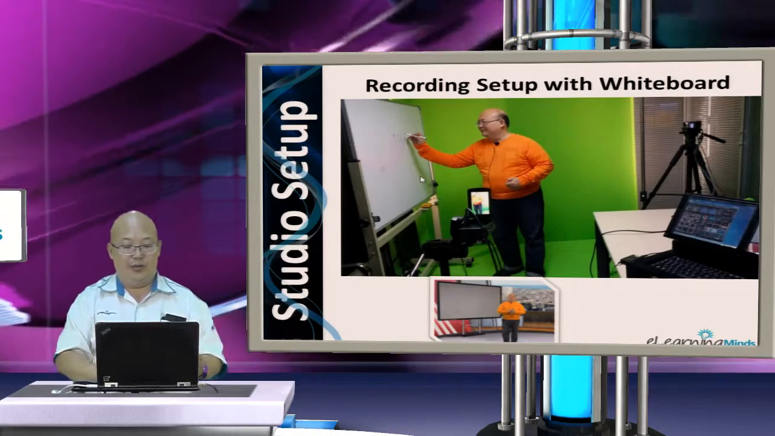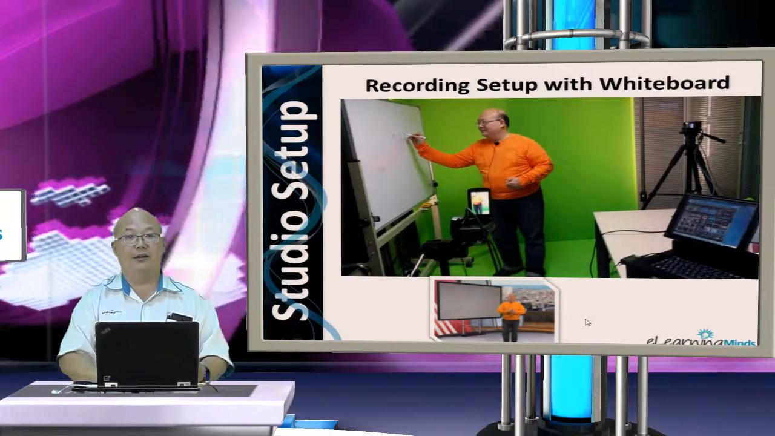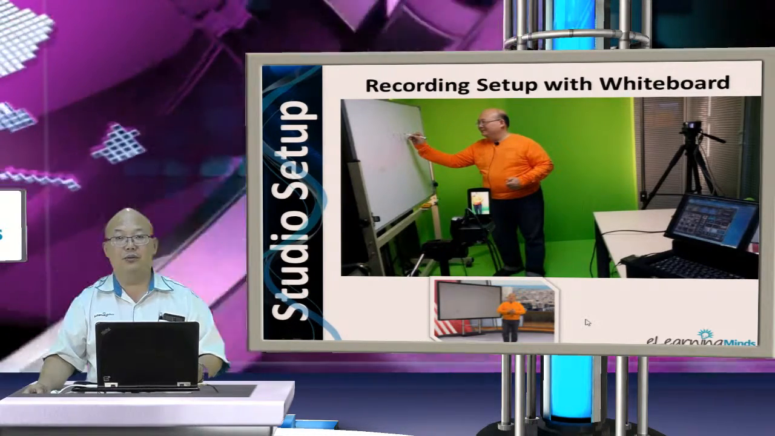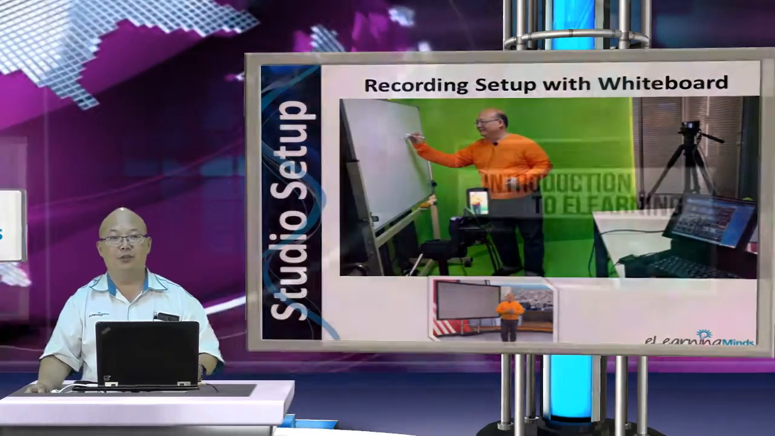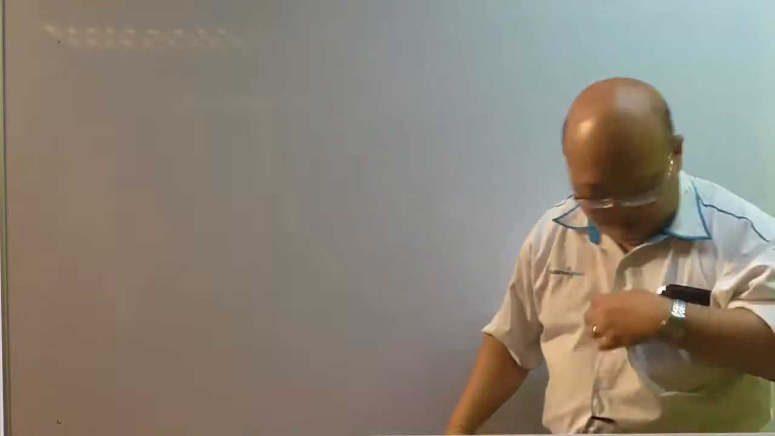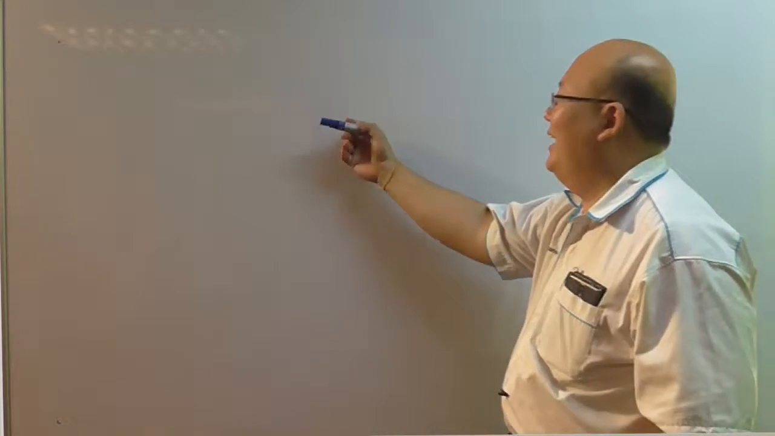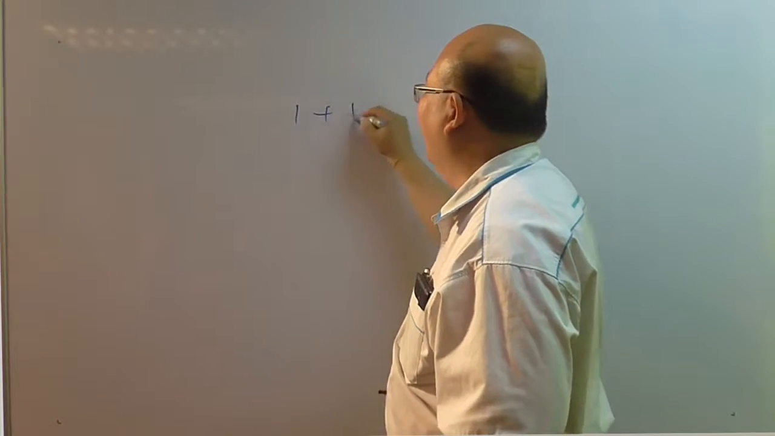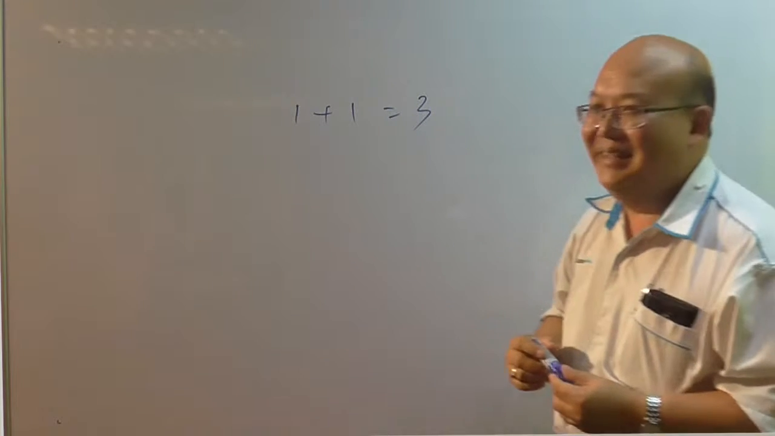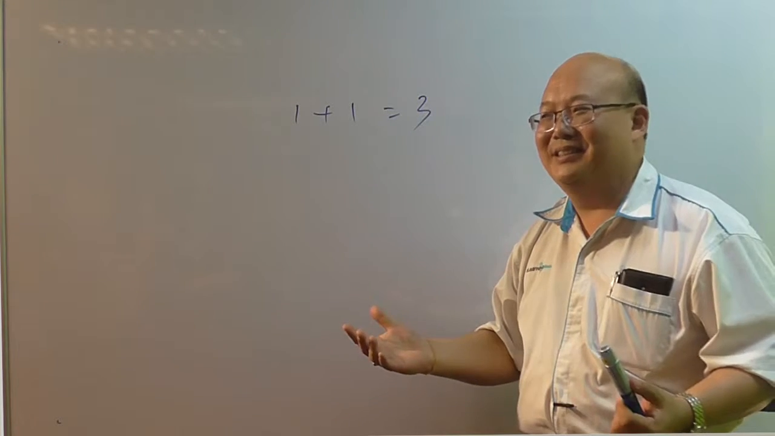So you can see the output is slightly different now. So I can show it to you. For example, right now I can come to the whiteboard. You can then write anything that you want, 1 plus 1 equal to 3. So you can have those easily.